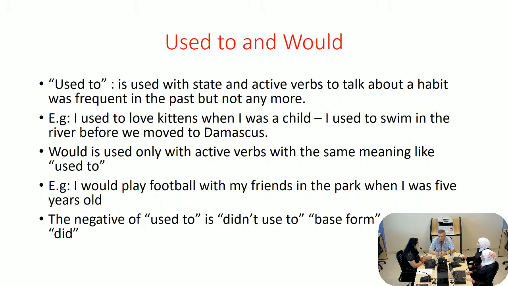Now, with would, we can only use active verbs. So we have to pay attention to that. With would, we can only use active verbs like play, run, eat. We can't use verbs like leave or miss. Example, I would play football with my friends in the park when I was 5 years old. Here we have a note. To make negative of used to, it's this way. Didn't used to, the base form goes with did.